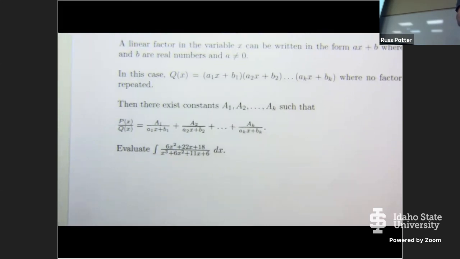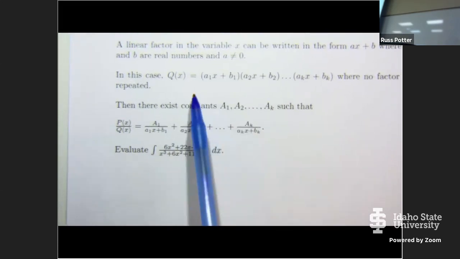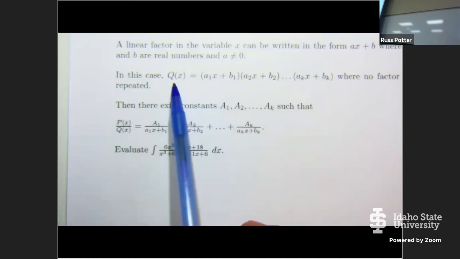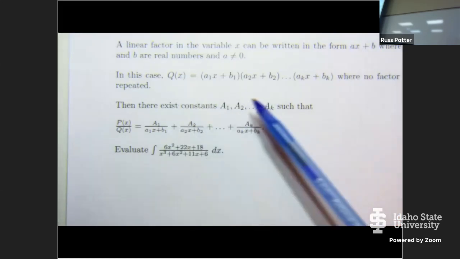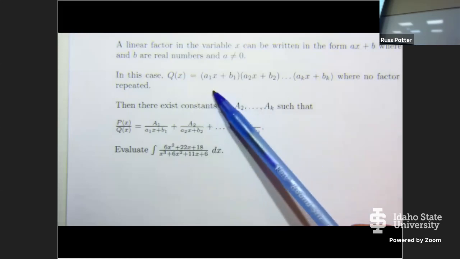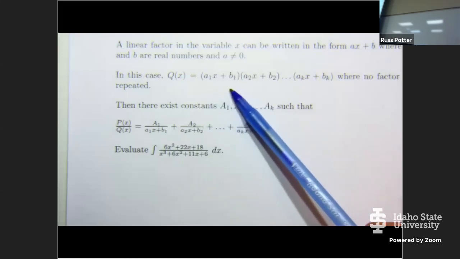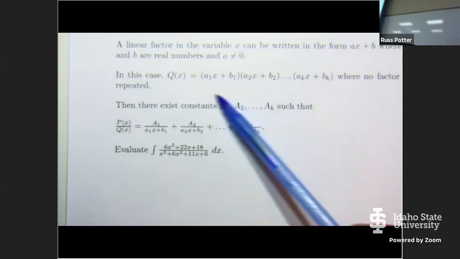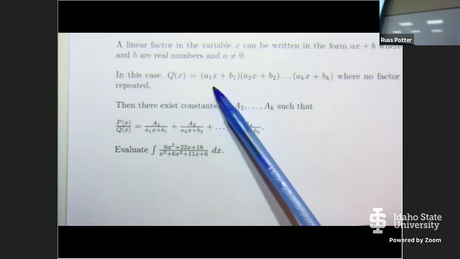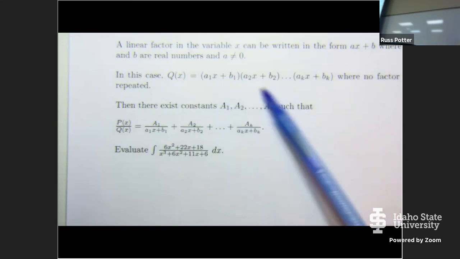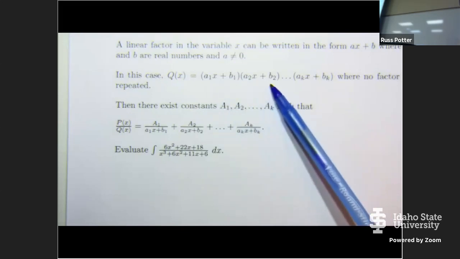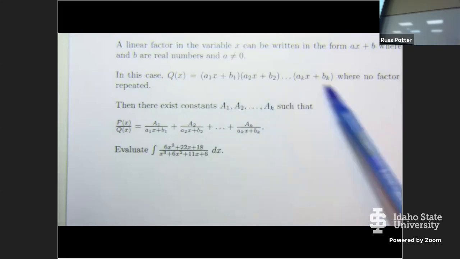Okay, so in this case, if q of x, which is the denominator of the rational function, consists only of distinct linear factors, then it will look something like this. So a sub 1 x plus b sub 1 times a sub 2 x plus b sub 2, and so on. Each one of those linear factors is different from each of the others. No factor is repeated.